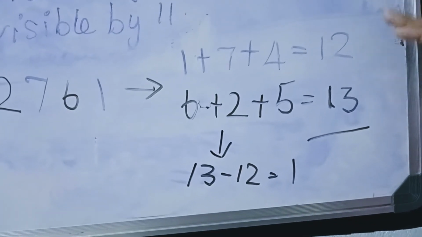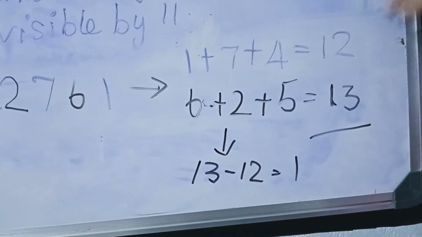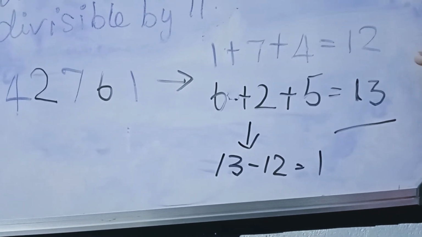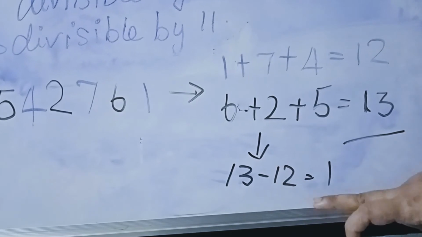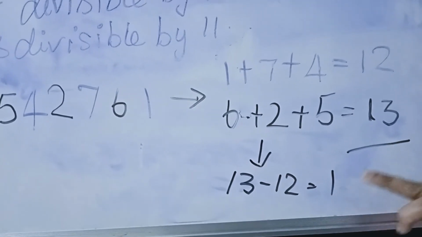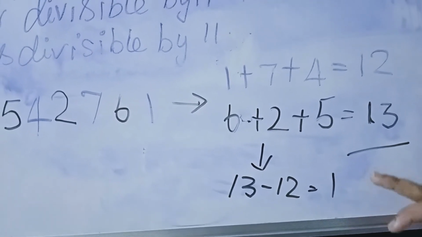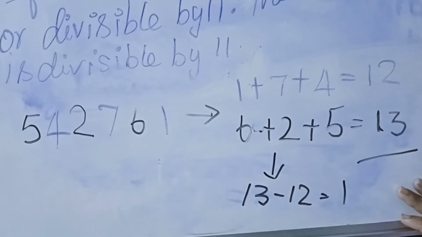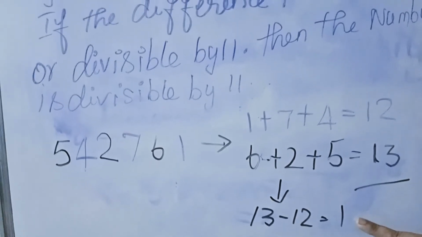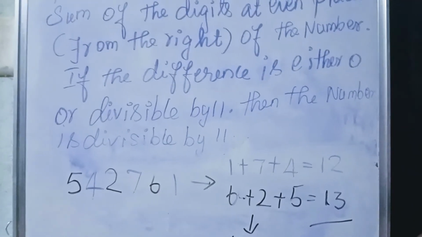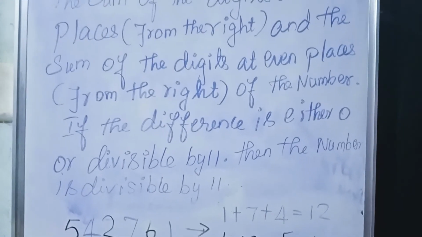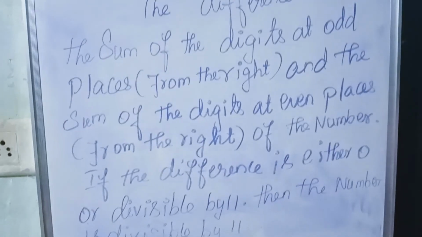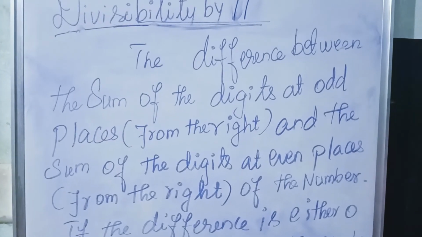Now you have to subtract these numbers. We have to find the difference. You have to subtract the smaller from the bigger number. So 13 minus 12 is equal to 1. So it is not divisible by 11. So the whole number is not divisible by 11. If it is 0 or a multiple of 11, then the whole number is divisible by 11.